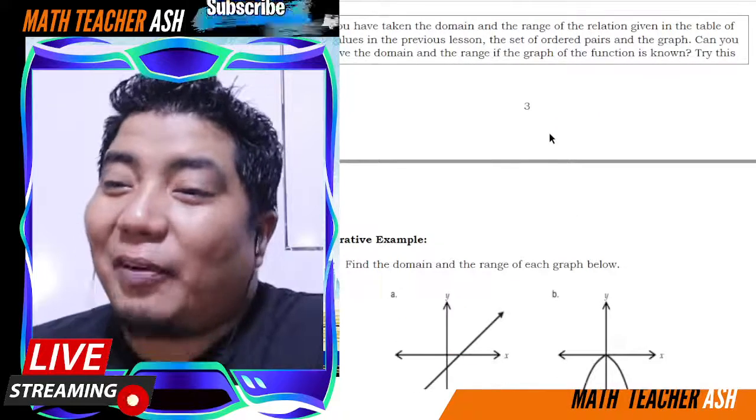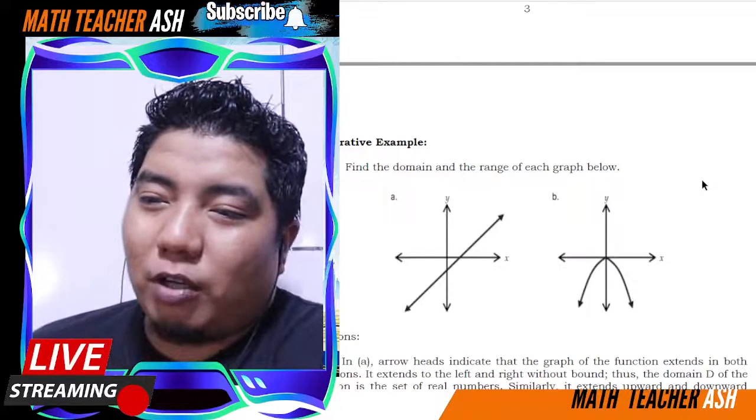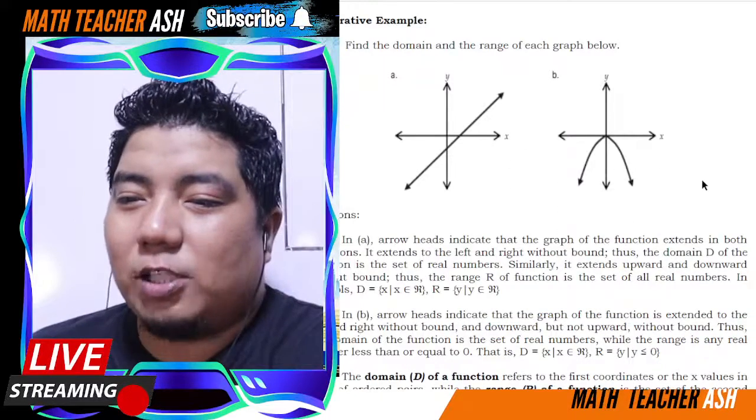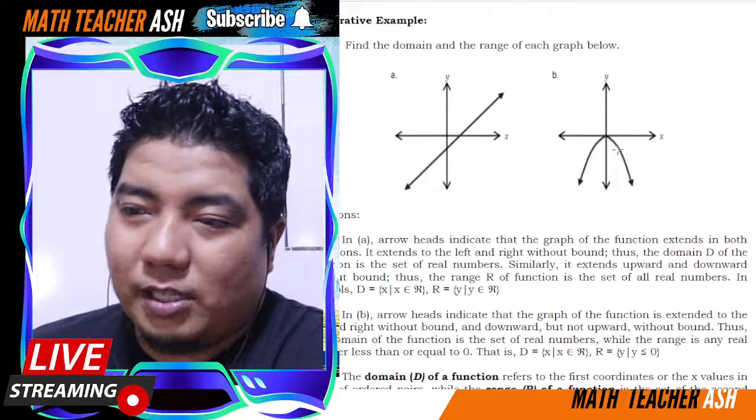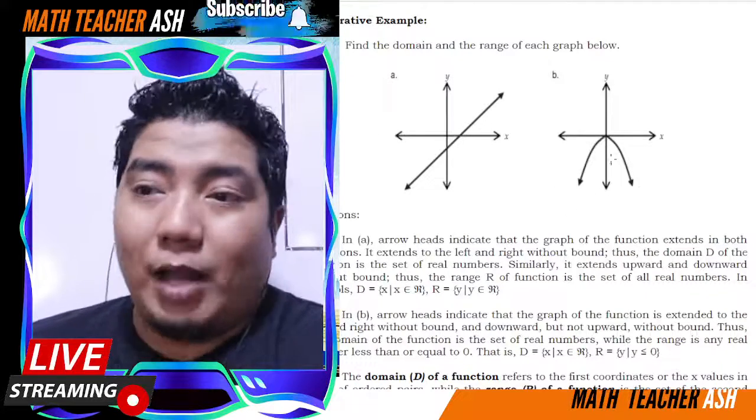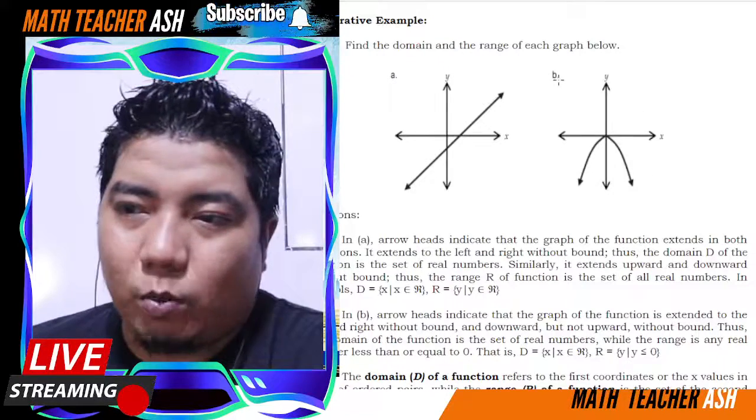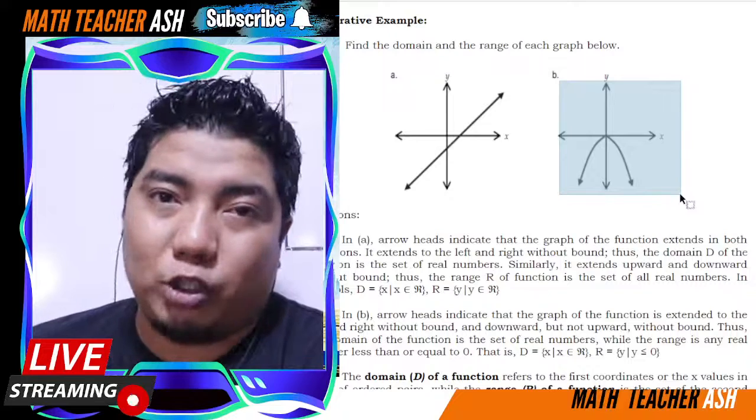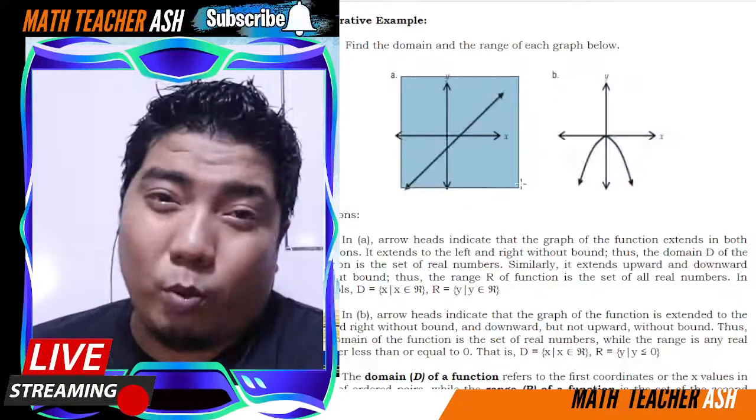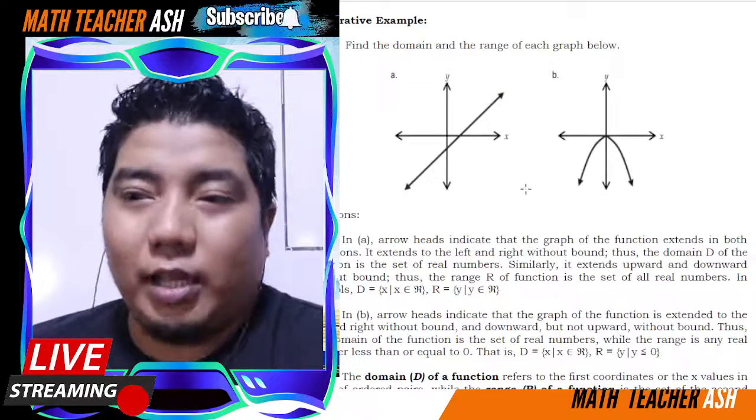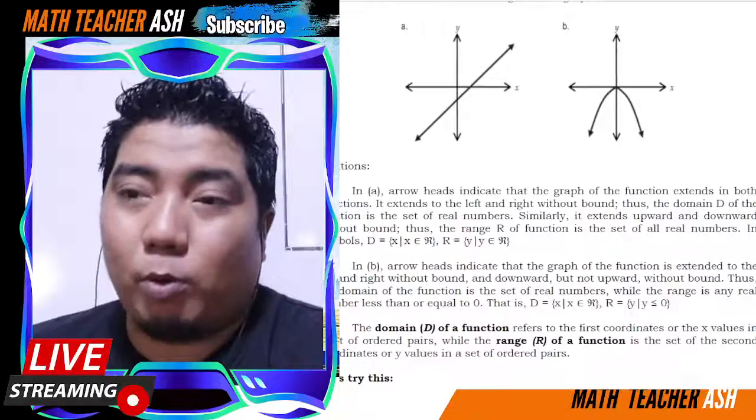Alright, now, let us continue. We have here, find the domain and the range of each graph below. Here we have graph A, and here we have graph B. This B is a parabola. It is parabolic, so normally this is a quadratic function, in the power degree of 2. And this one is linear, from the word line, a linear function. So that is in the degree of 1, or its highest exponent is 1.